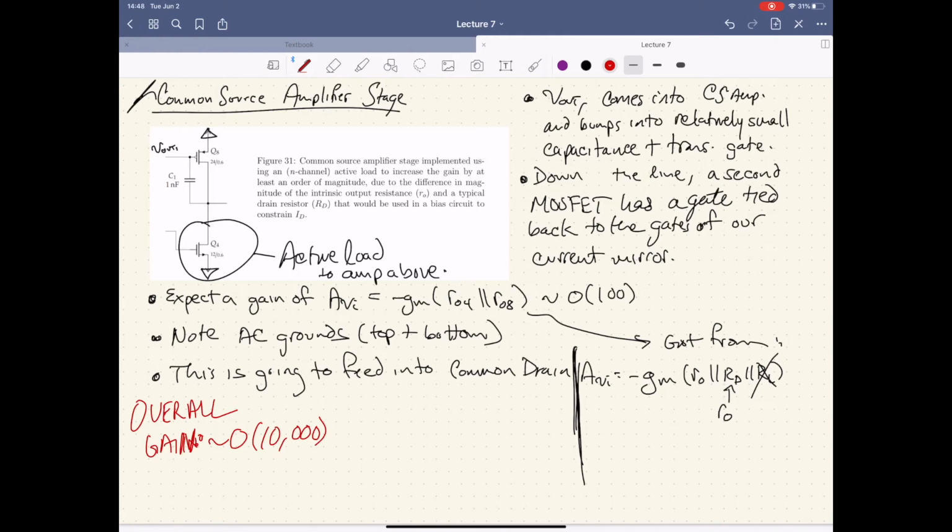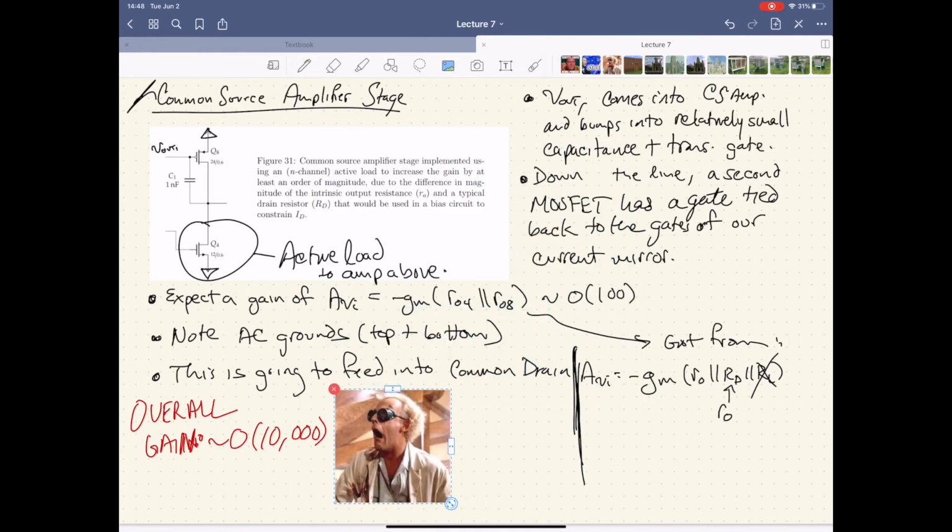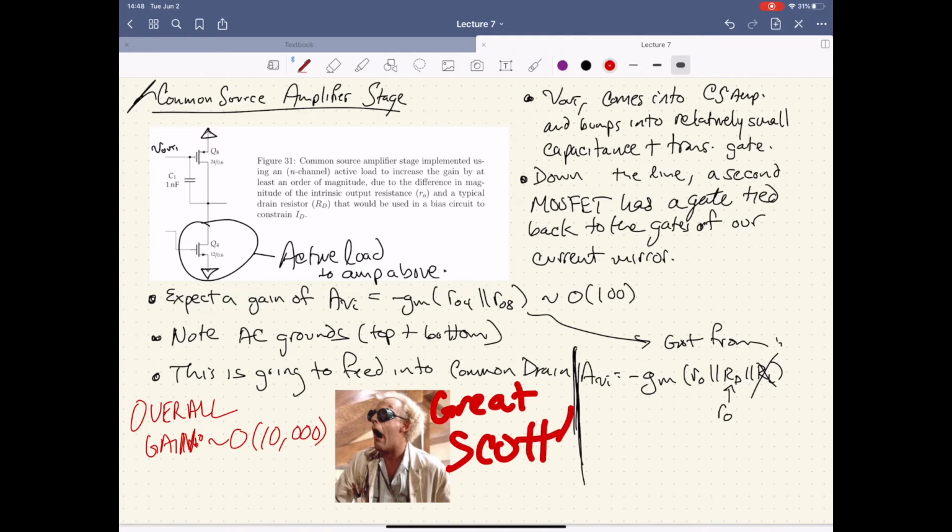So I don't know about you, but this is my face when I see it. Great Scott! This is a lot of gain, okay?